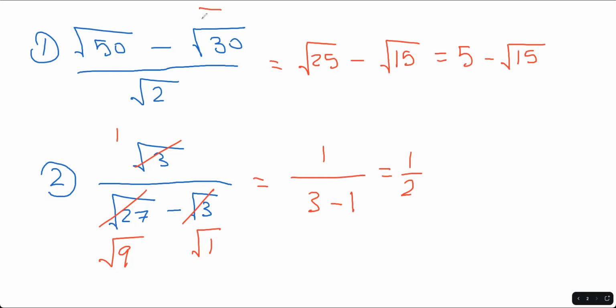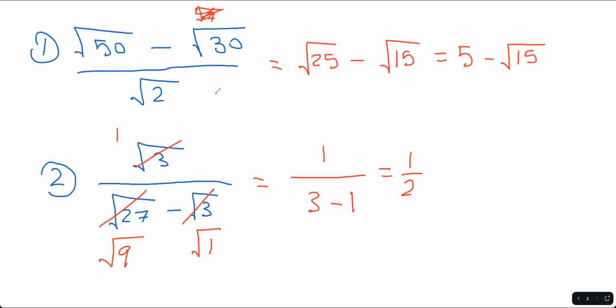Let's say this was root 7 there instead of root 30, then you cannot reduce anymore. You cannot reduce this with that. Either both or none. So you either reduce both of them or you cannot reduce at all. So as I said, if it was root 7, then you won't be able to do anything. You just have to leave it like that.